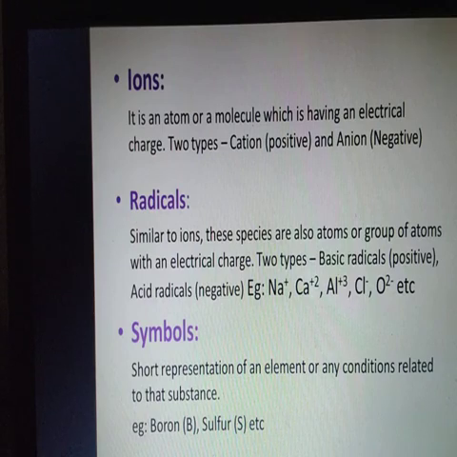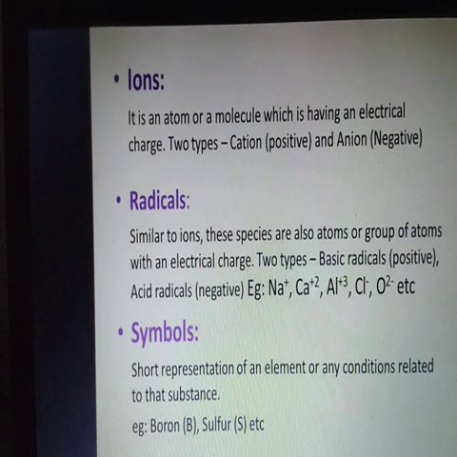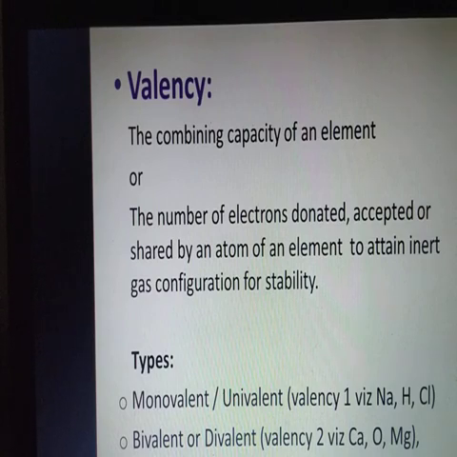Why? Because if you write English words, we cannot balance the reaction. So for balancing a reaction, it's compulsory that we write in terms of symbols. All right? So symbols are basically a short representation of an element or any other compound or any other conditions. It's symbolical, right? Okay. A very important term, we discussed that in the previous class.